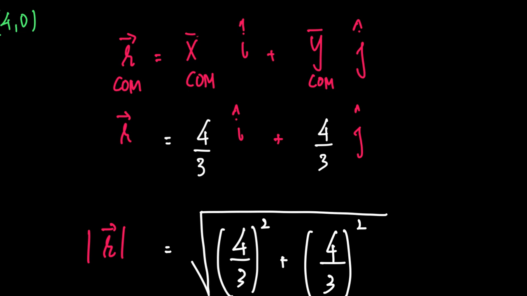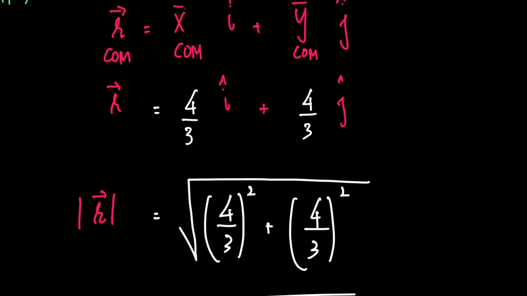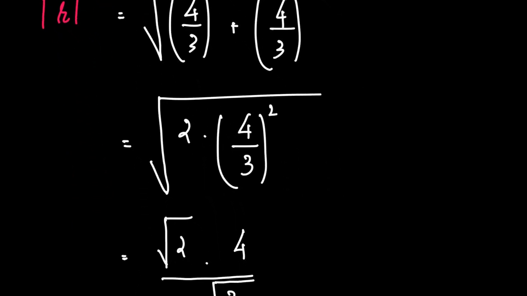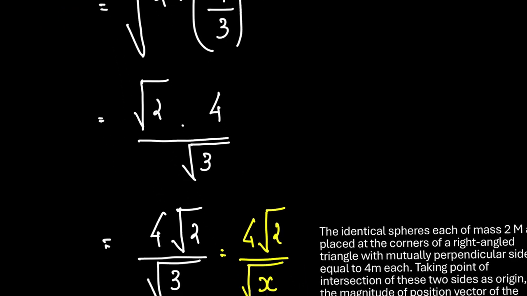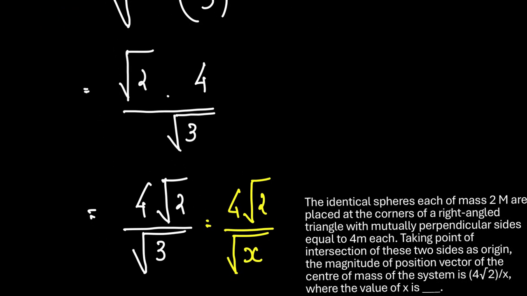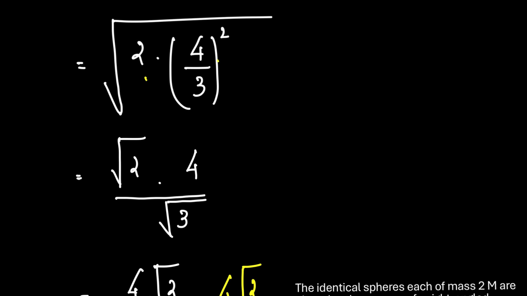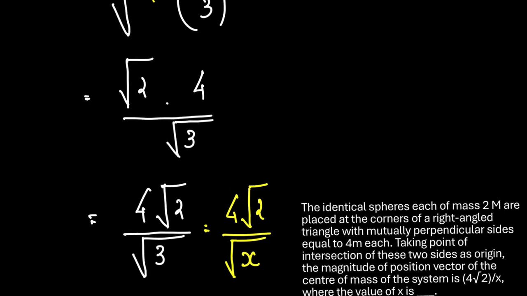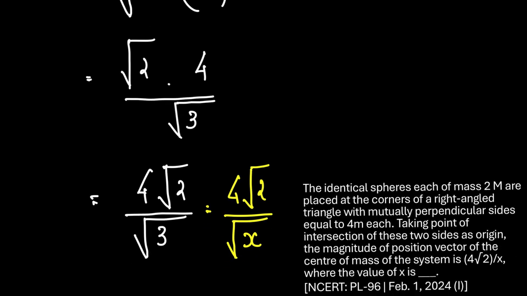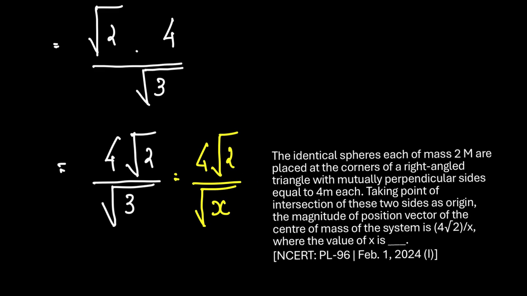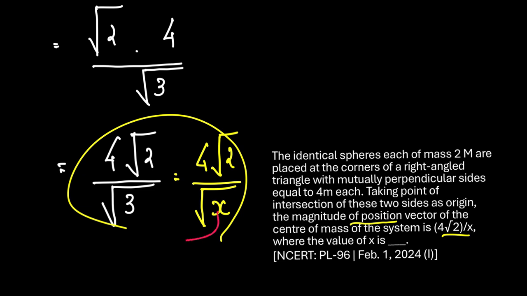What is the modulus of vector r? That will be equal to root of x square plus y square. What is x square? 4 by 3 square. What is y square? 4 by 3 square. So what we get here is root of 2 into 4 by 3 the whole square, which can be written as root 2 into root of 4 square by 3 square, which is root 2 into 4 by 3, which can be written as 4 root 2 by root 3. And according to the question, the magnitude of the position vector is 4 root 2 by x. While comparing these two expressions, what can we say? X is equal to 3.